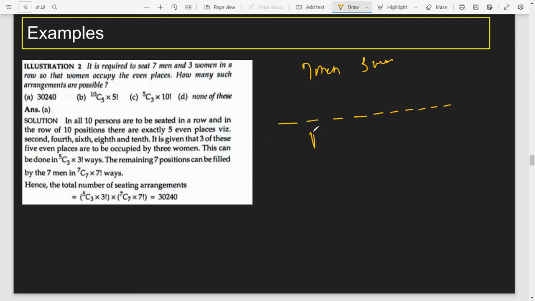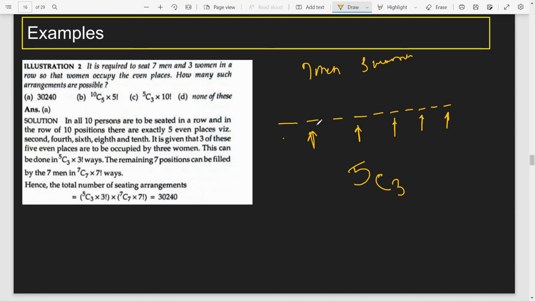So what is the even place? This is the first, this is second, this is the even place. Four, this is six, 8, and this is 10. These are the even places. So out of 5 possible places, you have to choose 3 for the women. Obviously, there are 3 women, and they should sit at three places, obviously even places. So how many even places do you have? Five places. So you have to choose three places out of them.